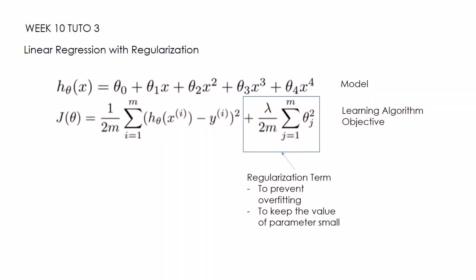Before I start, I want to introduce these two equations. The first equation is h theta x, which is this equation, namely the model, and the second equation is j theta. This equation is namely the learning algorithm objective. In this j theta equation, it has a regularization term. This regularization term is used to prevent overfitting and to keep the value of the parameters small.